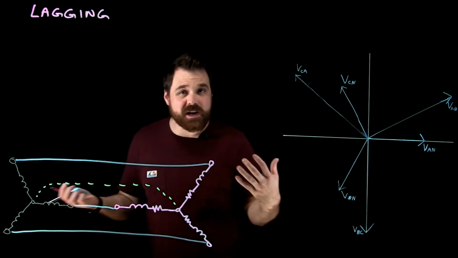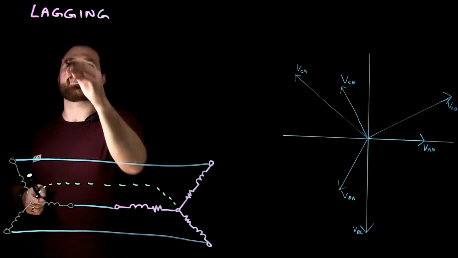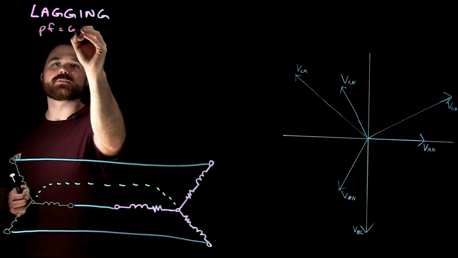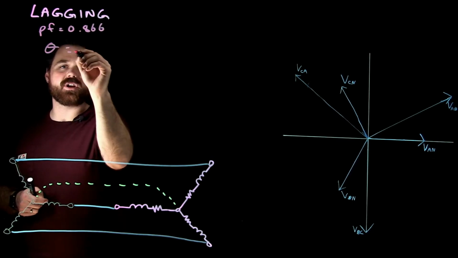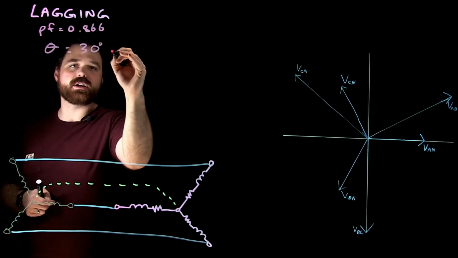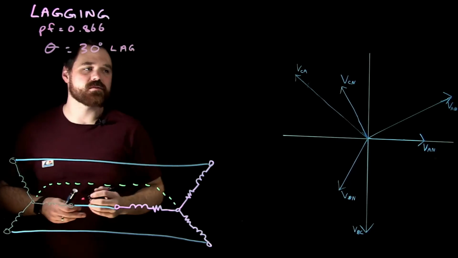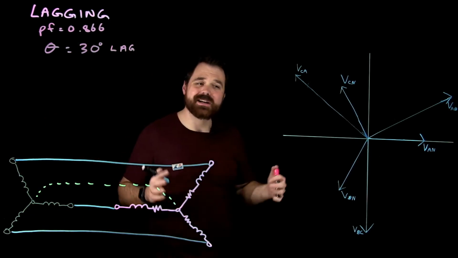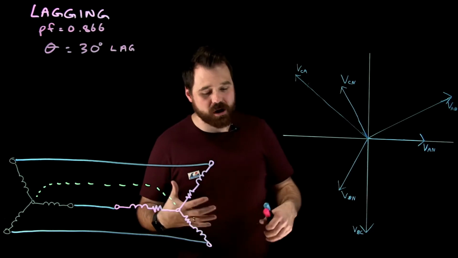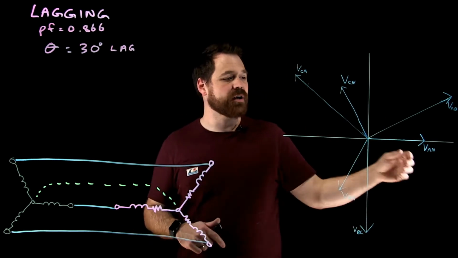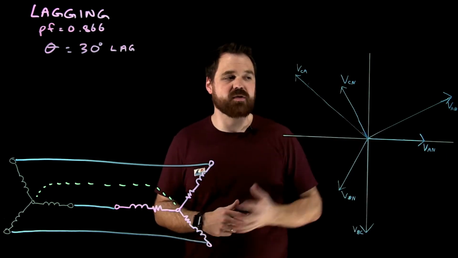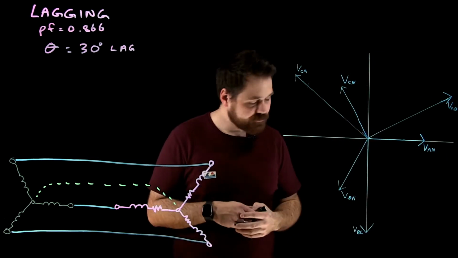So we need a number for our example. Let's say that this is a power factor of 0.866, which gives us a phase angle of 30-degree lag. So this motor has a 30-degree lagging power factor. I want to talk about what that means. I've already got my phasor diagram over here with my phase voltages and my line voltages all plotted out.